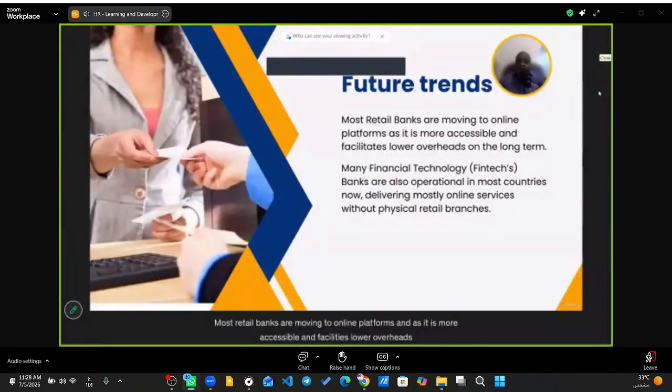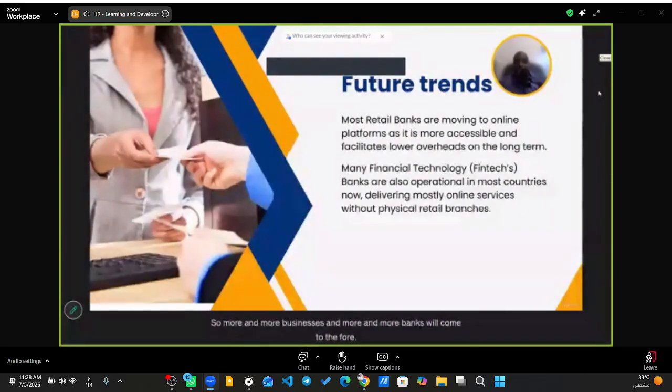Most retail banks are moving to online platforms, and as it is more accessible, this leads to lower overheads in the long term. Think about it. You create one app or one online website and everybody can go to it, as opposed to having a brick and mortar building where you have loads of people in there. You have to manage them, manage the safety, manage the security, manage the health related things in terms of people not sleeping over, manage the electricity, heating, water, bathroom facilities, and so on. But the online facility, for the customer, they can sit in their homes and access their services.